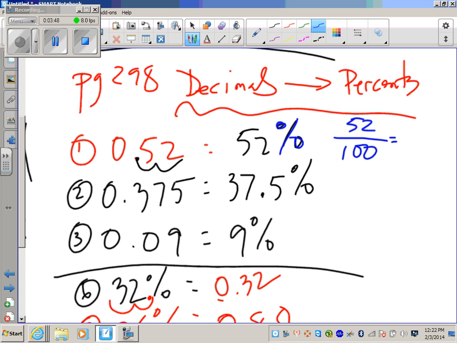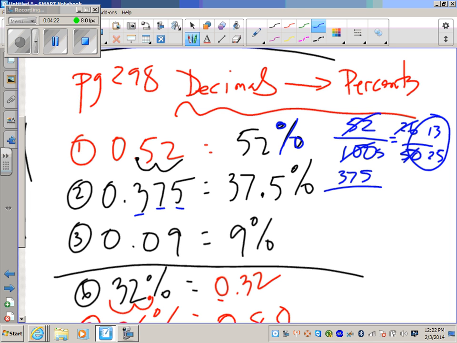Are we done? Gotta simplify. Are they both even? 26 over 50? Are we done? Now we're done. How about this? 375 over what? Not 100, not 200, 1,000, right? Because this is 375 thousandths. The shortcut is to what? How many places after the decimal? 3, which means how many zeros? 3.